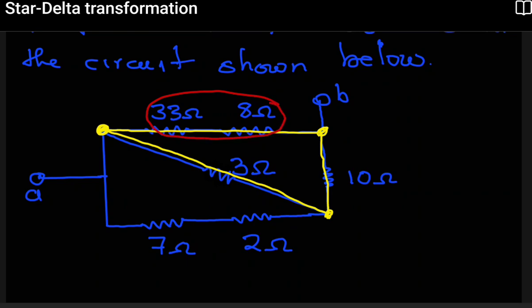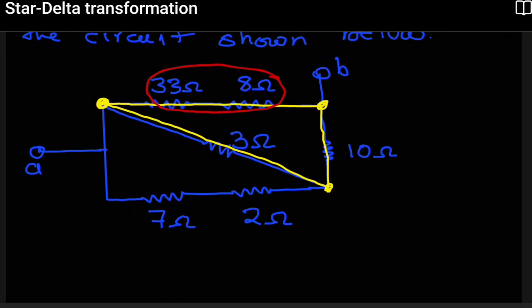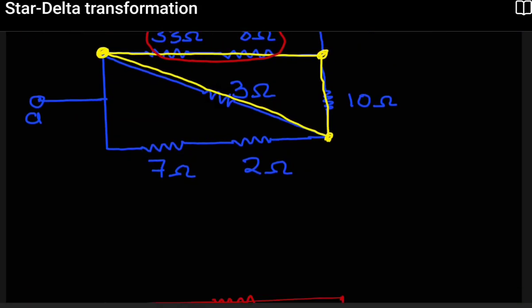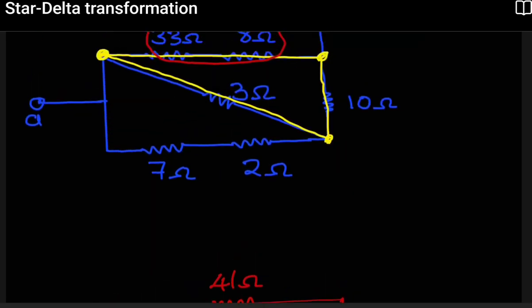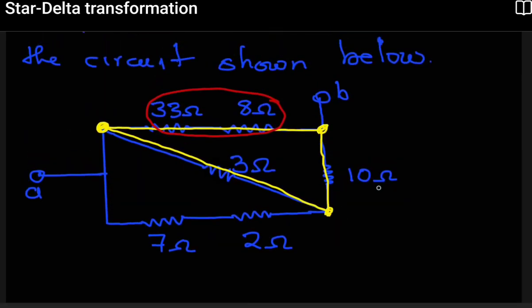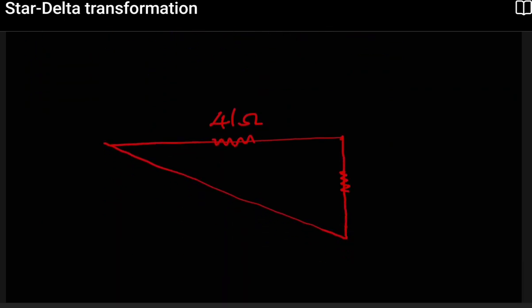These two resistors are in series, so we can easily combine them. And the resistors in that line, when we combine them, are going to be 41 ohms. So we have 41 ohms this side. And then when you look at the other side, we have a 10 ohm resistor. So let's place that one here. So we have 10 ohms. And then in this line, we have 3 ohms.